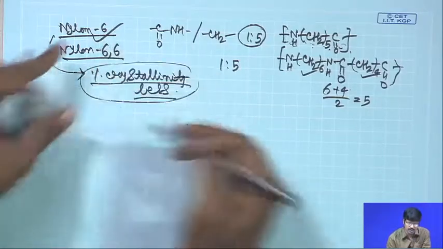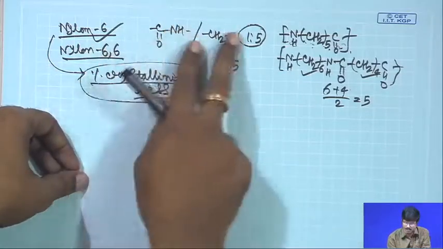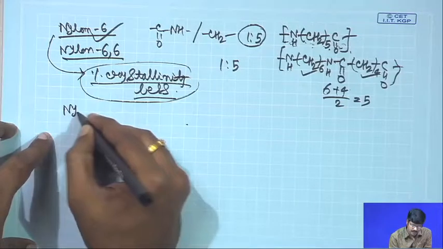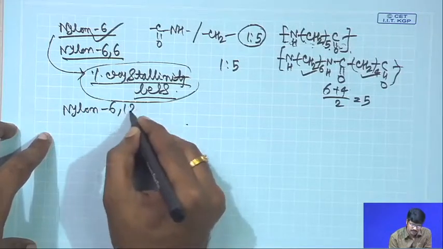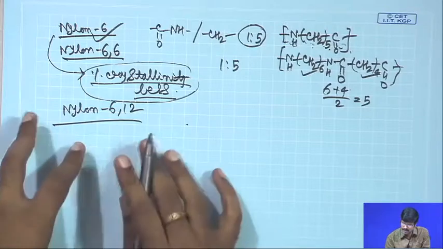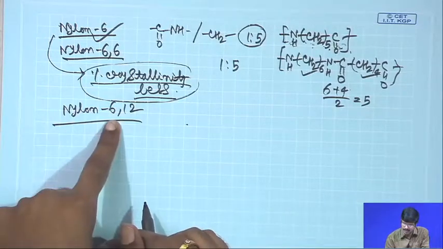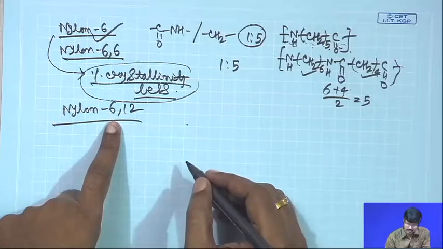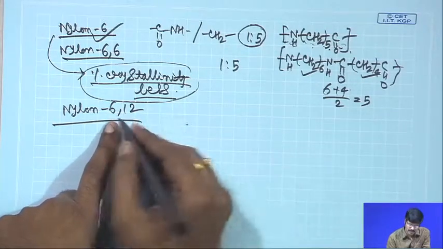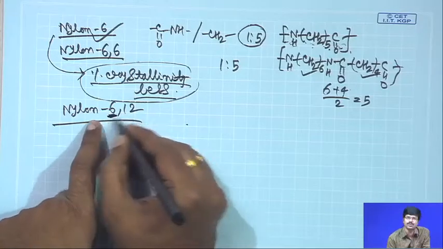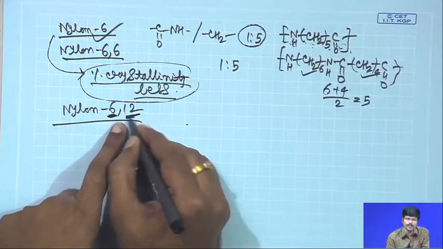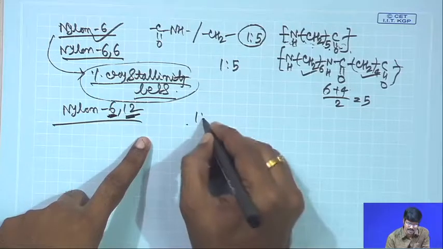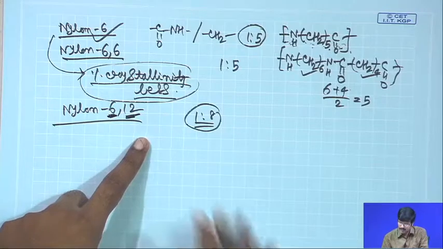So, this thing also you have to keep in mind, how many carbon atoms are there in between, other than this ratio. So, if you look at for example nylon 6,12, what is the average amide to methylene group ratio? It is basically, so there are 6 carbon atoms between NH groups and there are 10 carbon atoms between the carbonyl groups. So, 10 plus 6, 16 divided by 2. So, it will be 1:8 like that.